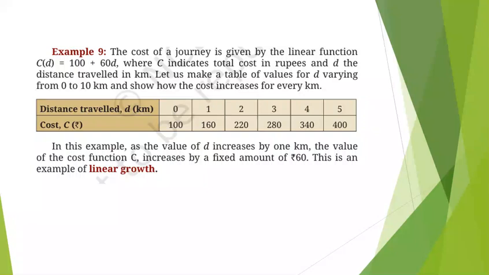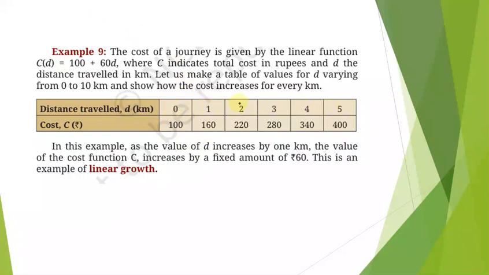So example 9 says that the cost of a journey is given by the linear function c of d equal to 100 plus 60d, where c indicates the total cost in rupees and d the distance traveled in kilometers. Let us make a table of values for d varying from 0 to 10 and show how the cost increases for every kilometer. Okay, so distance traveled is first of all given as 0, 1, 2, 3, 4, 5, etc.